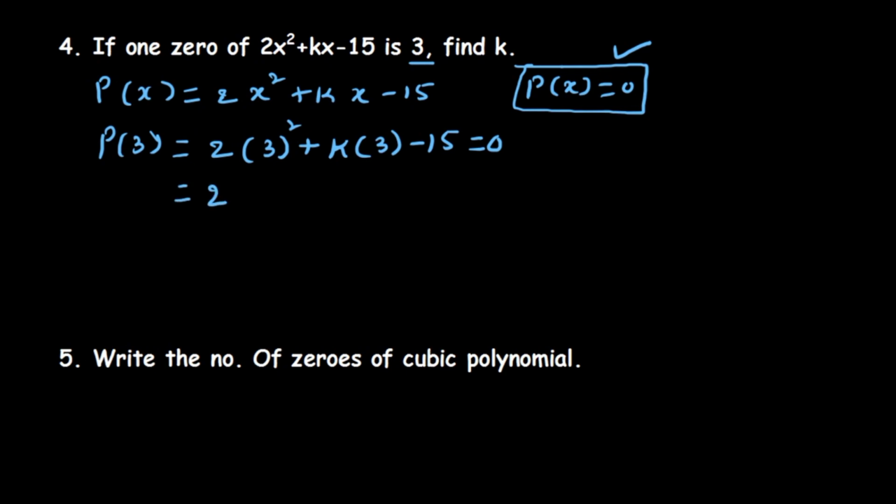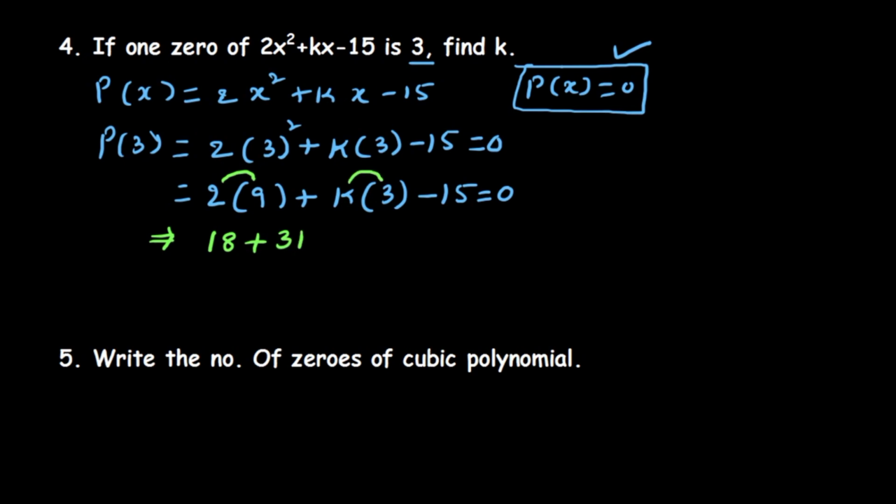Now 2 into, what is 3 square? 3 square is 3 into 3, that is 9, plus k into 3 minus 15 equal to 0. So I'm going to multiply these: 2 into 9, 18, plus k into 3, 3k, minus 15 equal to 0. Now you know very well, only the constants we can add or subtract. So 18 minus 15 is 3, plus 3k equal to 0.